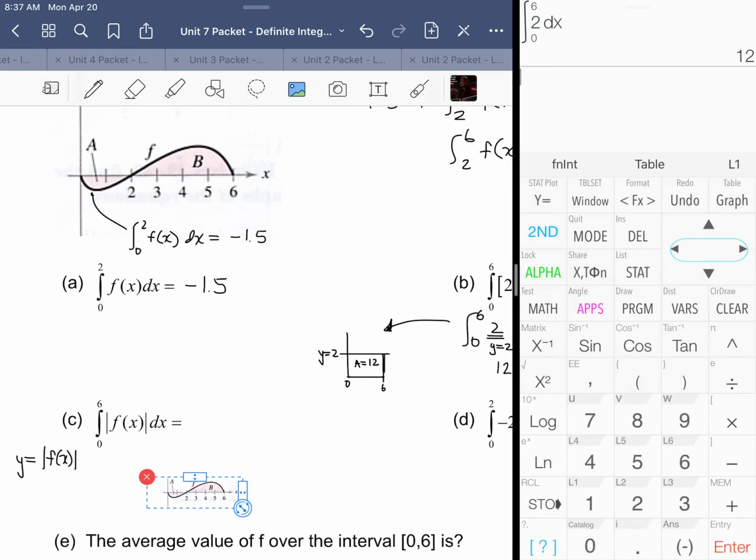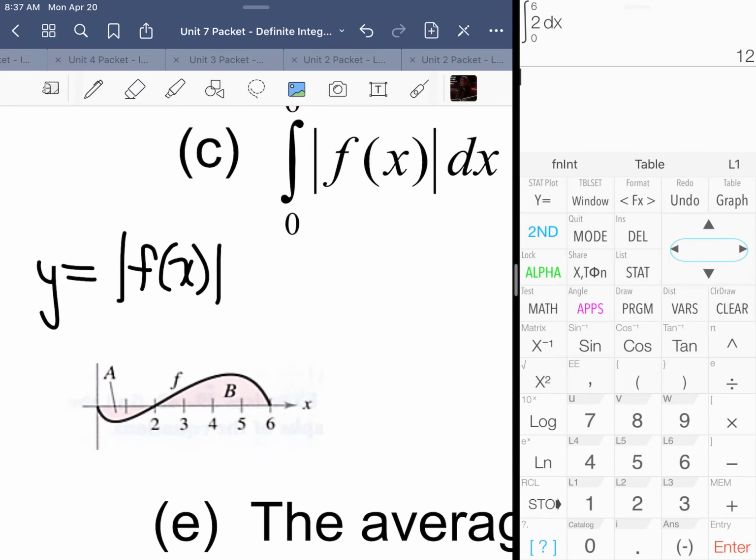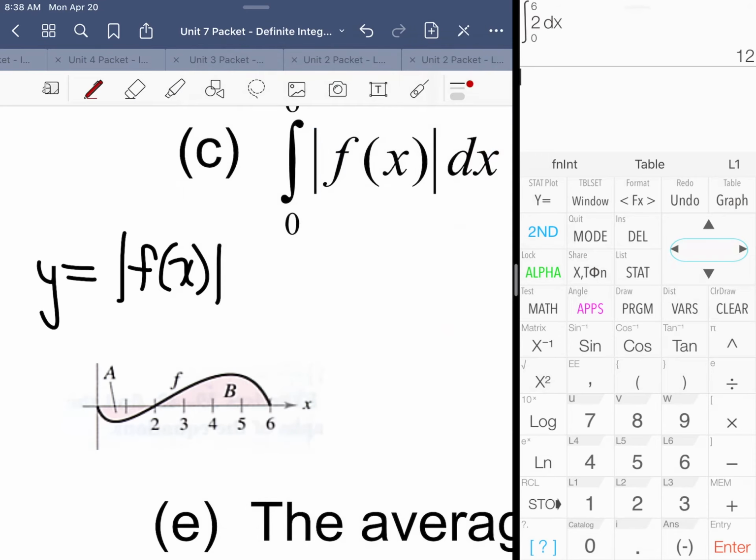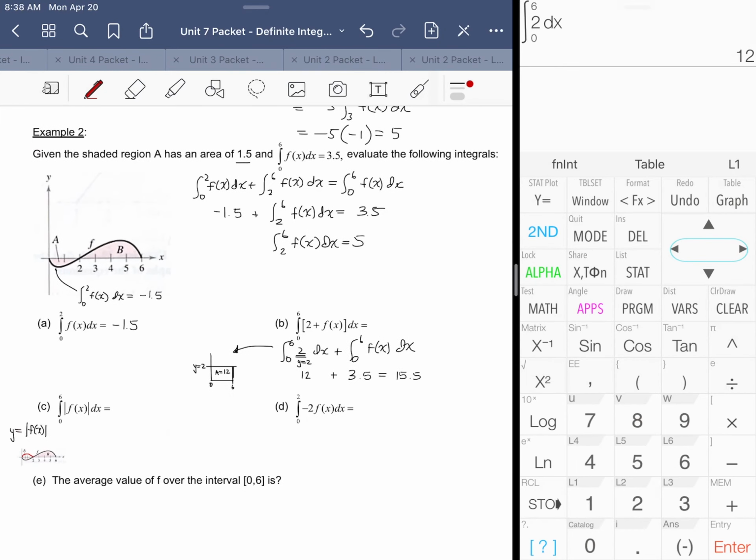I'm going to paste it. I'm going to zoom. And then I'm going to go red, for those keeping score at home. All right, so the negative part of the graph becomes positive.